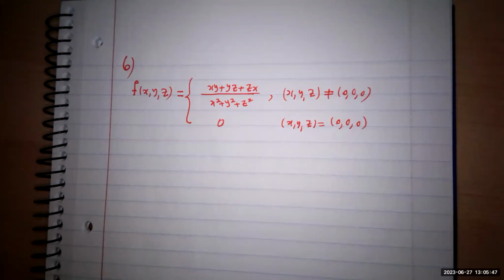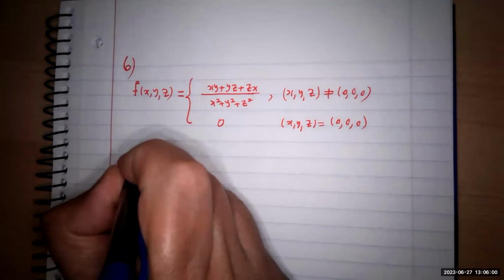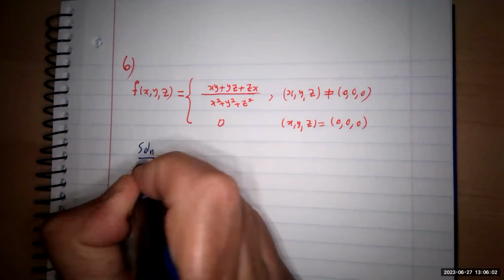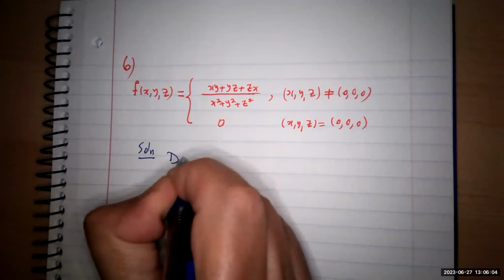Okay, you want to check the continuity of this one. Again, you have to consider 2 different cases. Remember, the domain is R3 in this case. Just remind ourselves, because it's 3 variables, the domain of the function is R3.